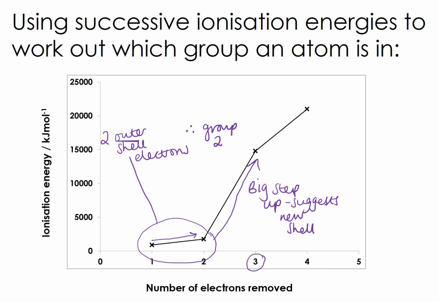This is the successive ionisation energy data for beryllium as on your sheets. So to summarise, successive ionisation energies always get higher, but sometimes they get much higher, which suggests a new shell has been entered for the removal of the next electron.